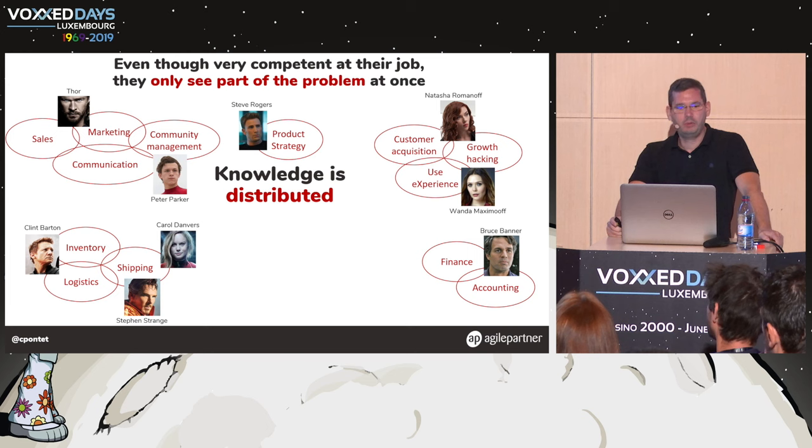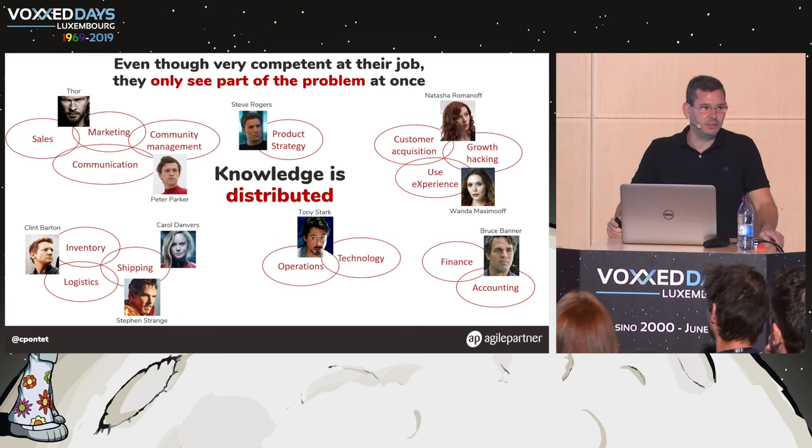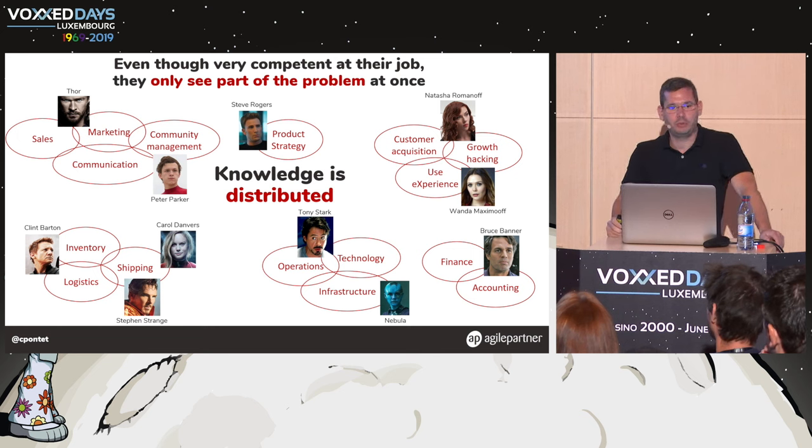Bruce Banner, good with numbers. He's smashing numbers. So he's taking care of finances, and believe me, all the customers pay that debt because they don't want to handle the other guy. So it's quite handy. Tony Stark, of course, is tech-savvy, so he's taking care of all the technology and operations part. And he's helped by Nebula, who is taking care of infrastructure and architecture, because she knows how to create self-healing systems and systems that work at scale.